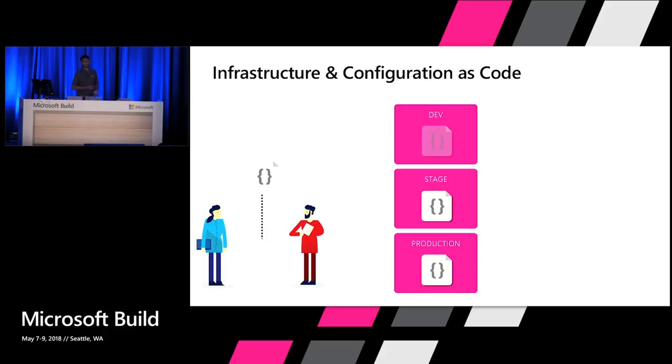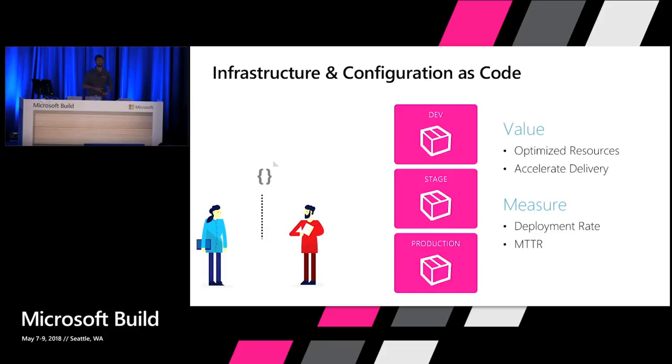Infrastructure and configuration as code allows you to optimize your resources. Rather than hand-building an environment per application, you can take the same environment and size it up and down as well, or destroy it and rebuild it if you mess it up. You can accelerate delivery. You can get new features out faster because you don't have to ask someone to deploy new hardware. And you can measure your efficiency by looking at how fast you can get new features out and your mean time to resolve an error, your MTTR.